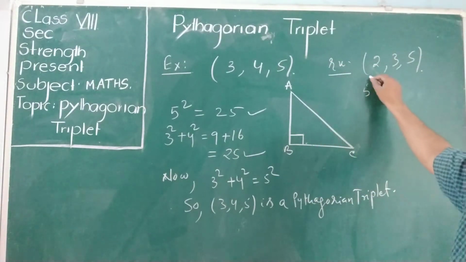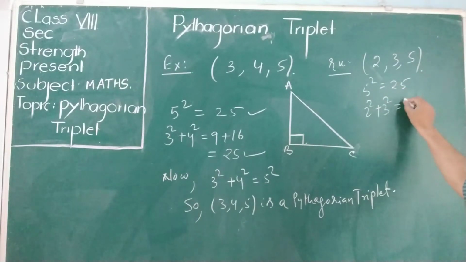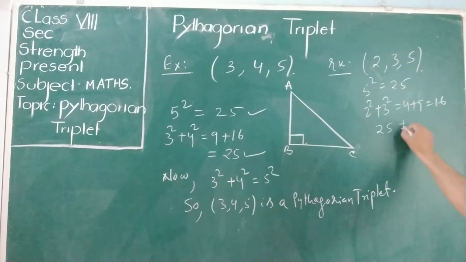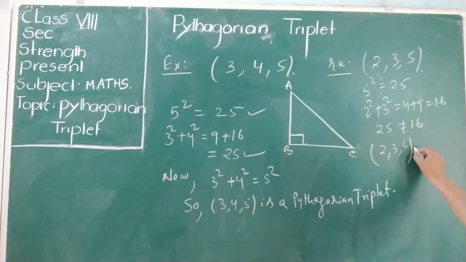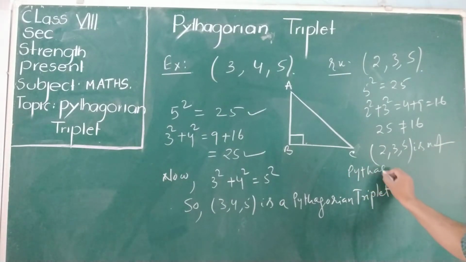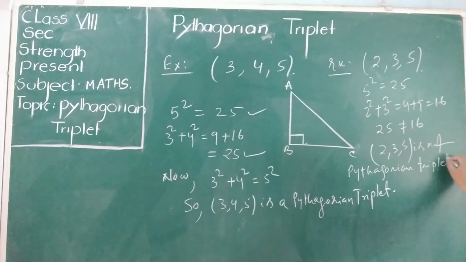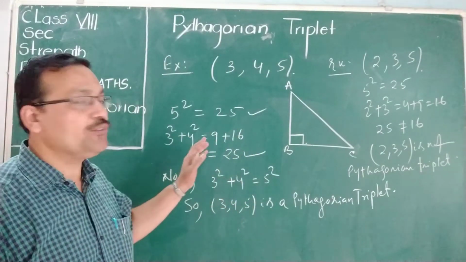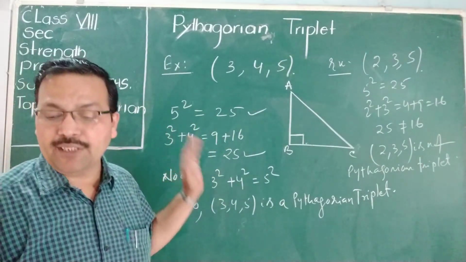Here 5 square is equal to 25, and 2 square plus 3 square is equal to 4 plus 9, which is equal to 13. As 25 is not equal to 13, 2, 3, 5 is not a Pythagorean triplet. Correct? If the square of the greatest number is equal to the sum of squares of the other two sides, then it is a Pythagorean triplet. Otherwise, it is not a Pythagorean triplet.